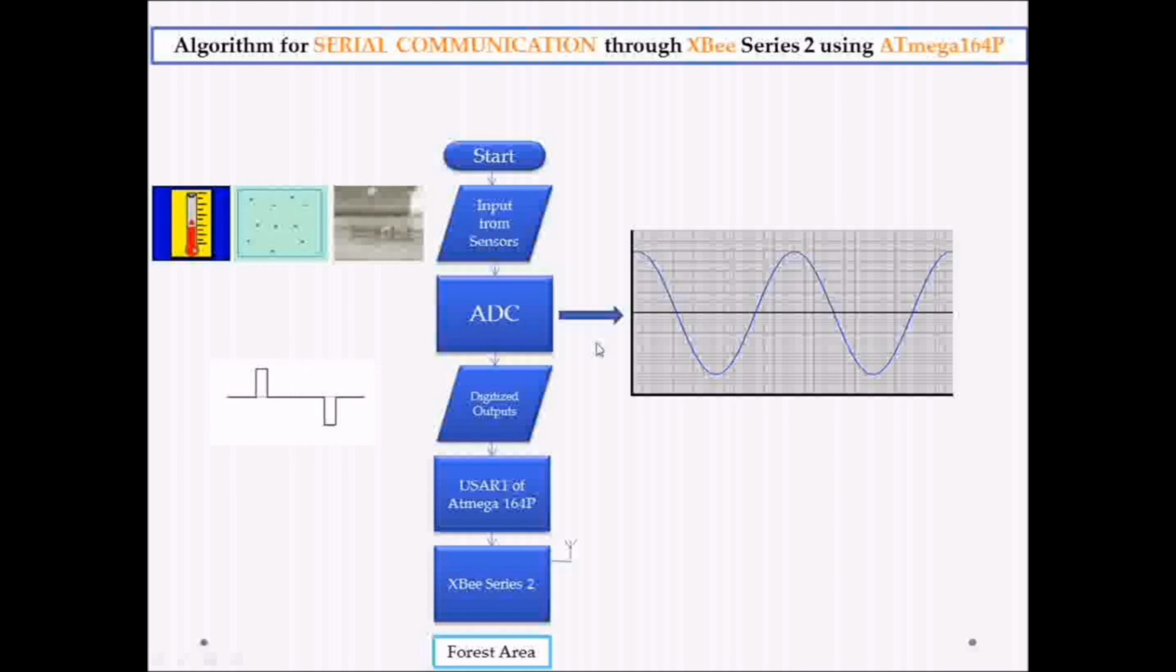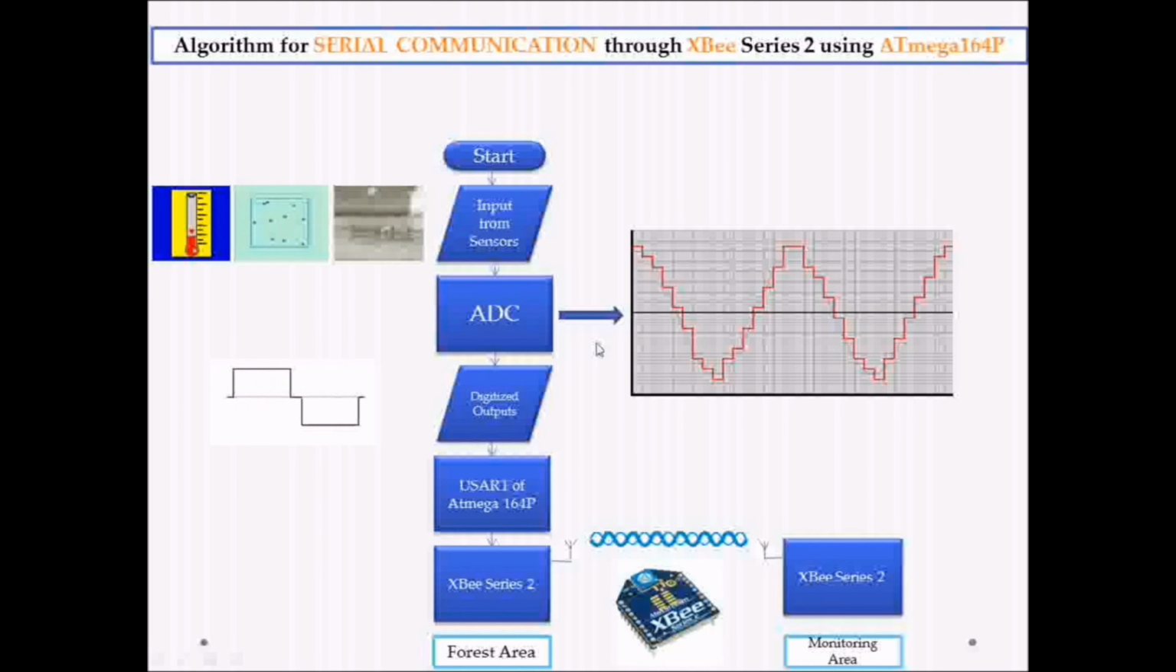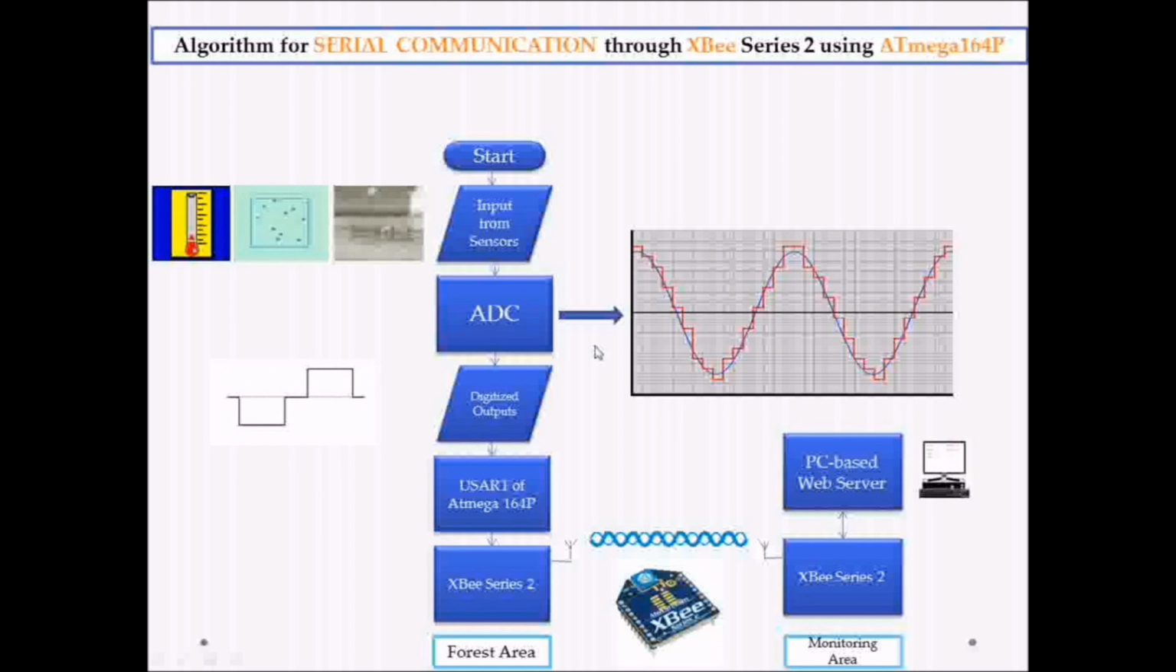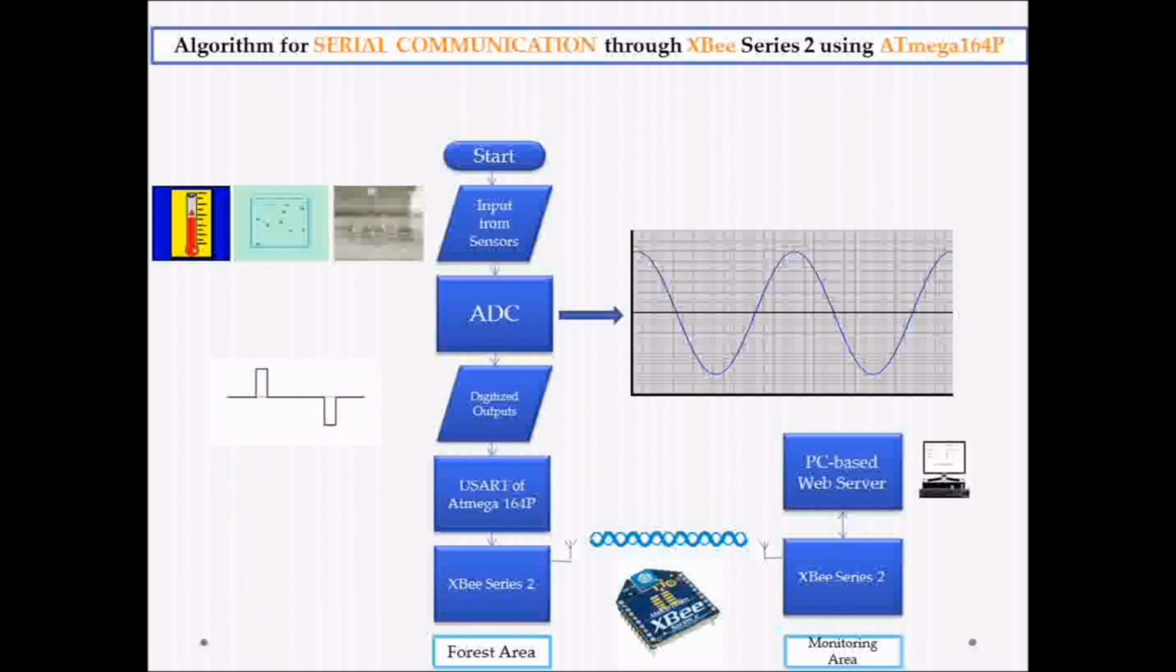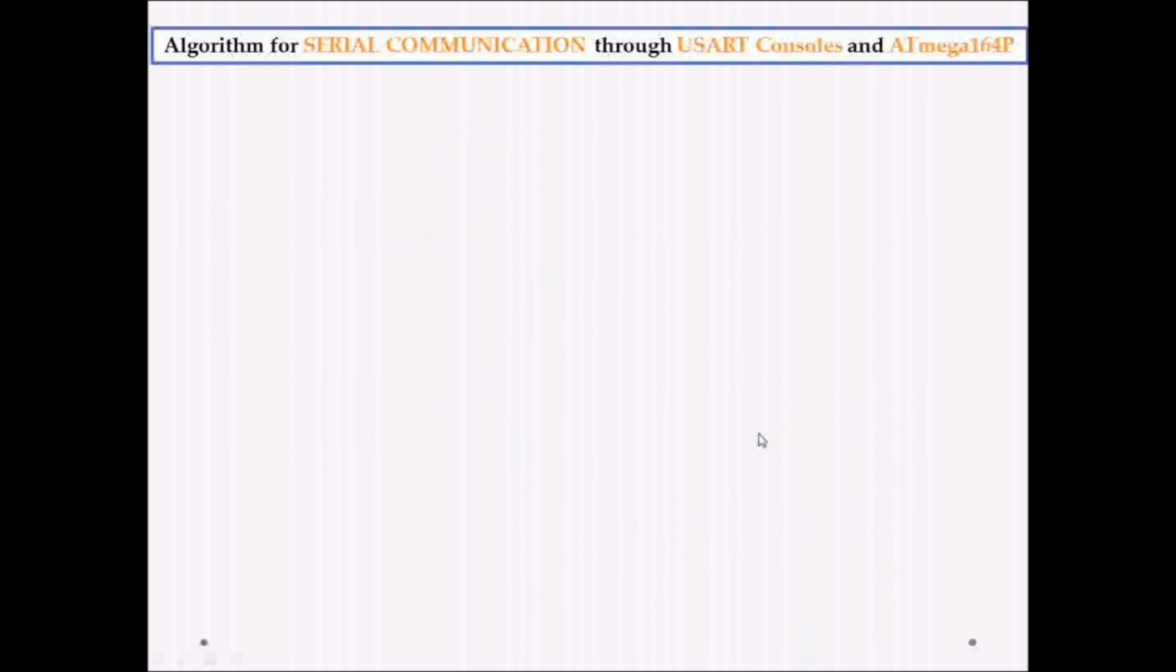This Zigbee module is present in the forest area, and it communicates with the Zigbee module in the monitoring area, and finally we will get the signals in the PC based web server. But here the PC based web server must be implemented with the help of LabVIEW. Now it is not possible because we have not implemented it yet. So we are going to reform this algorithm to simulate it with the help of various softwares.